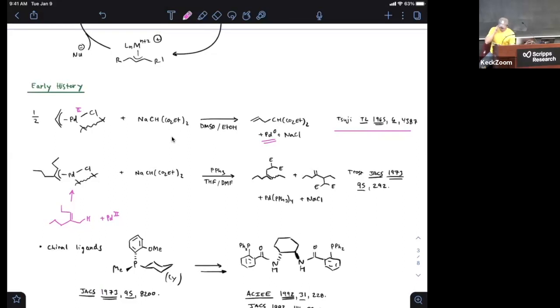So with Trost's discovery of triphenylphosphine and its important role in promoting this type of reaction, giving higher yields, better turnover, et cetera, then of course the race was on to design chiral ligands for enantioinduction. Recognizing here that in many cases you're forming new CC stereocenters. And if you think about what's going on here, this is a very challenging problem in stereoinduction. Because remember, the nucleophile is approaching in an outer sphere fashion. So think about the pi allyl.